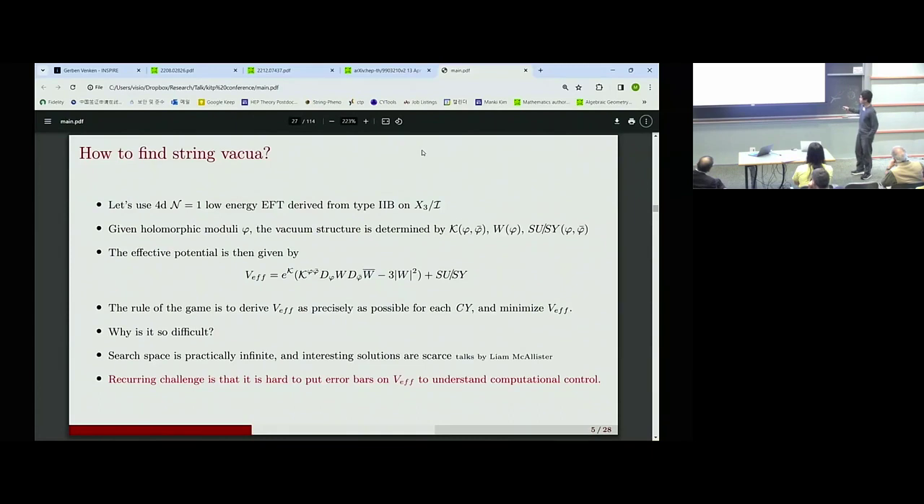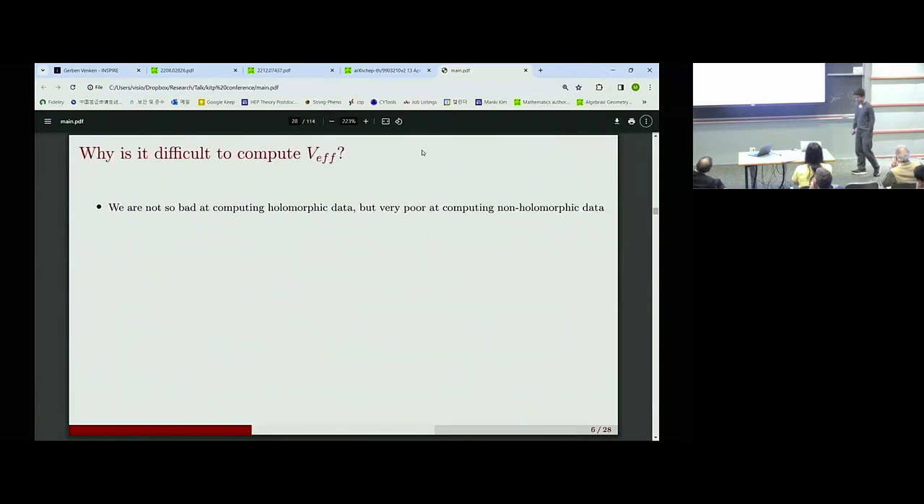And this happens not only in type 2B, it also happens in M-theory on a G2 or heterotic on a Calabi-Yau. Any kinds of compactifications will suffer from the same problem. Okay, so we need to talk about why it is so difficult to compute the effective potential. The slogan of today's talk will be the following: we're not so bad at computing holomorphic data, but unfortunately we're really bad at computing non-holomorphic data. And this will come up again.